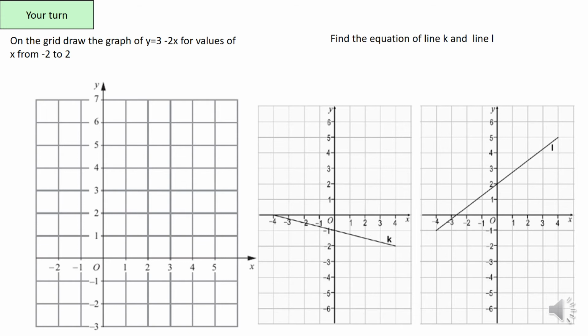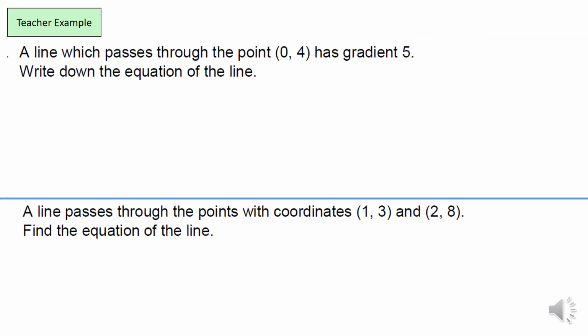Okay, once you finish these 2 questions, take a picture, but remember this is not all, because there is a second part. So take a picture for the first part, and then have a look at the second part, which I'm going to explain to you now. Okay, so this is very similar to the previous question, but it's just in a different format, if you like. So for the first one, you have a gradient and you have a point. The question asks you to write the equation of the line.